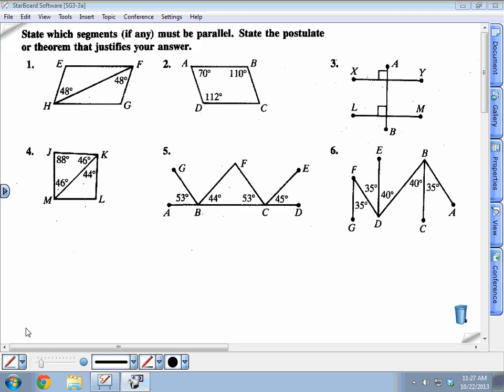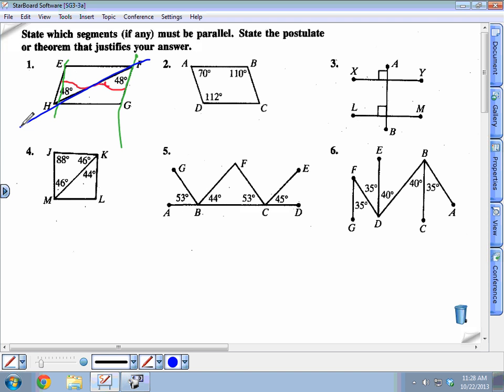Okay, state which lines, if any, must be parallel. State the postulate or theorem that justifies your answer. If you take a look at these two angles, 48 and 48, they are alternate interior angles, aren't they? What's key is you must state that line EF is parallel to line FG because of alternate interior angles. Two lines cut by a transversal, and the transversal, which I will draw in blue, is HF.